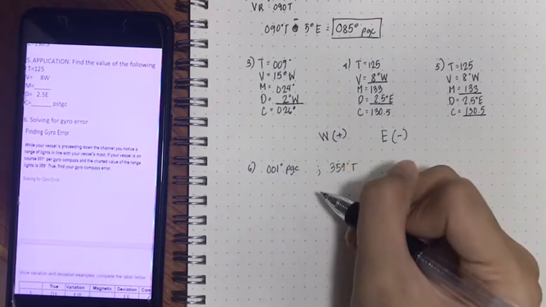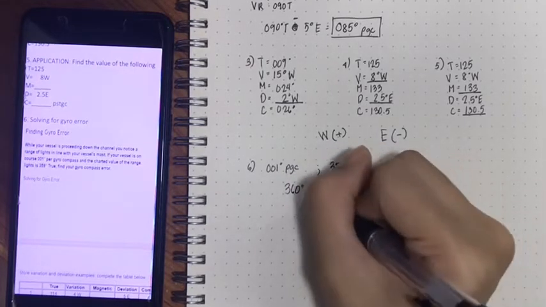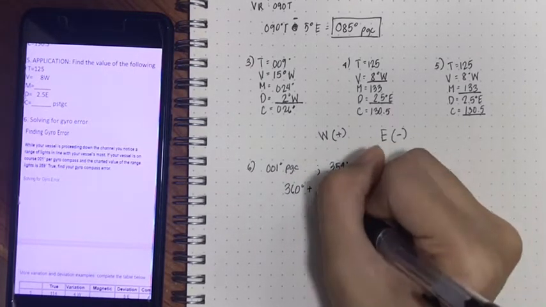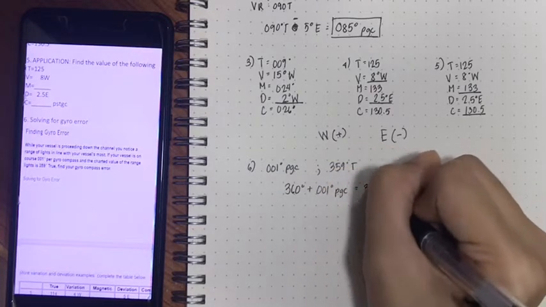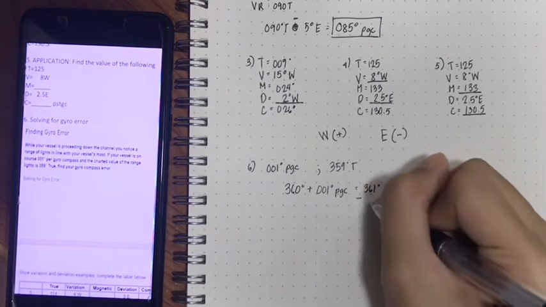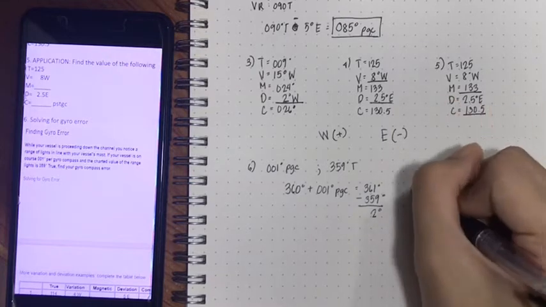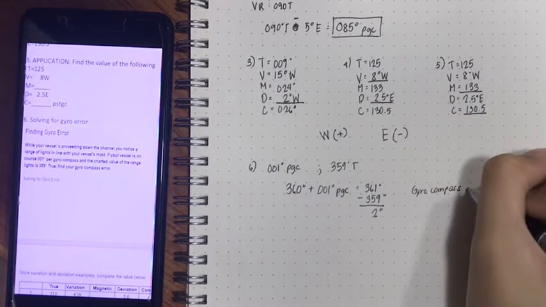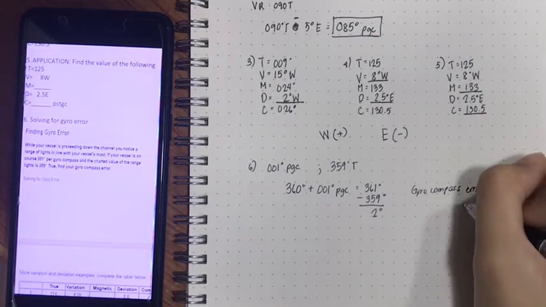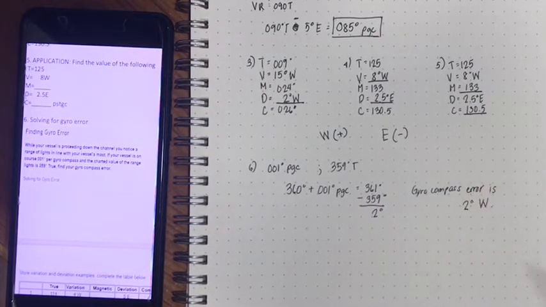So what we're gonna do, we're gonna add the PGC to 360 degrees, that is 361 degrees. And then we're going to subtract 359 from 361. That is 2 degrees west. So the gyro compass error is 2 degrees west. So I would like to add the saying, compass best, error west, compass least, error east.